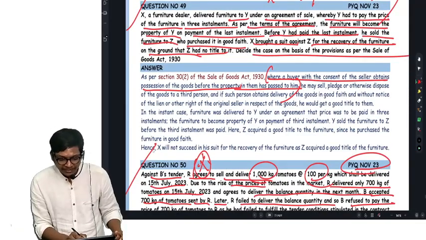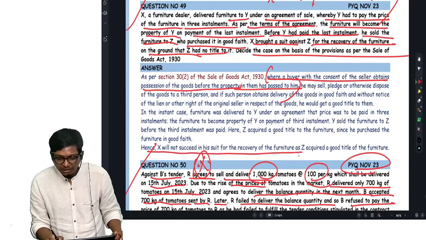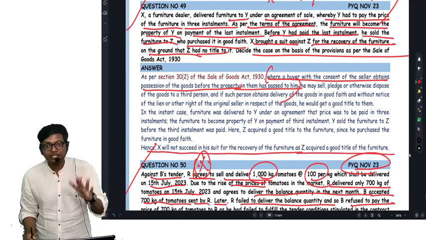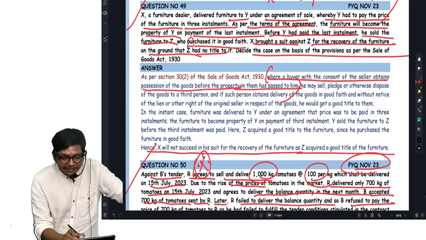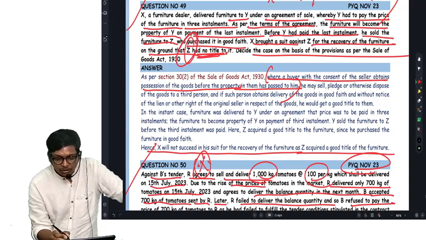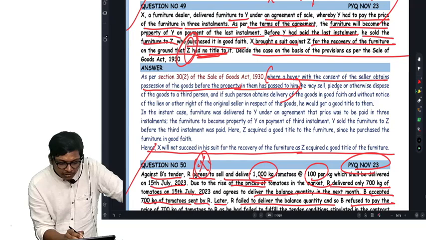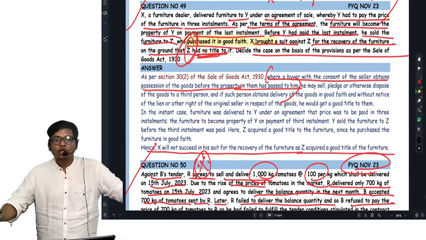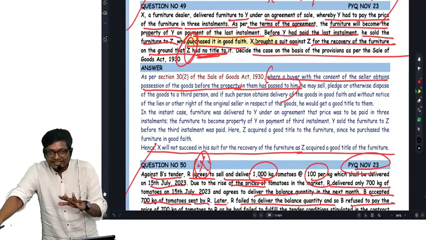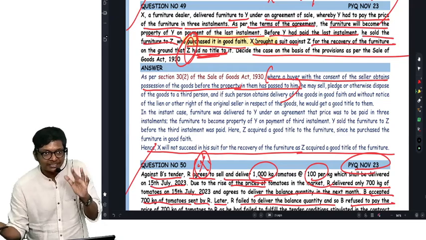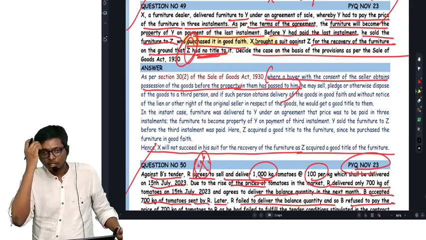Therefore, since he obtained possession, X will not succeed in the suit as Z acquired the furniture with good title, in good faith. But if Z knows about it, look at this, they could give a question here. Z who purchased in good faith. Z did not purchase in good faith. He already knows about it. Then title will not pass.